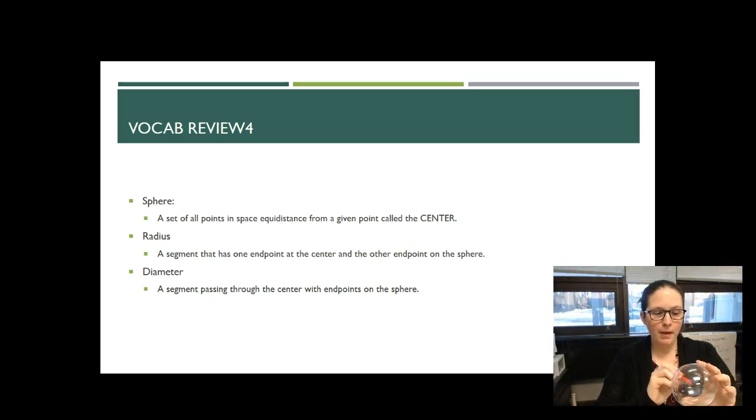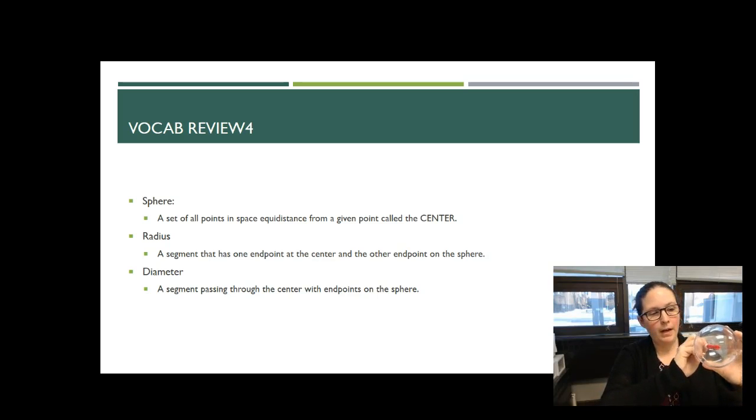Then you'll also remember that a radius is defined in a sphere as a segment that has one endpoint in the center and then the other endpoint on the sphere. And remember, it could be along that equator, or what we call the great circle, or it could be along any other point in the sphere. Then lastly, a diameter, many of you will call it twice the radius, and you'll remember that that's a segment that passes through the center, but has endpoints both on the sphere.